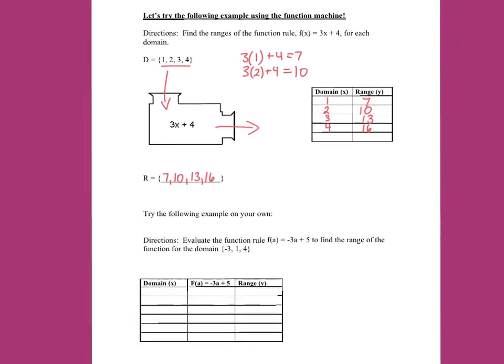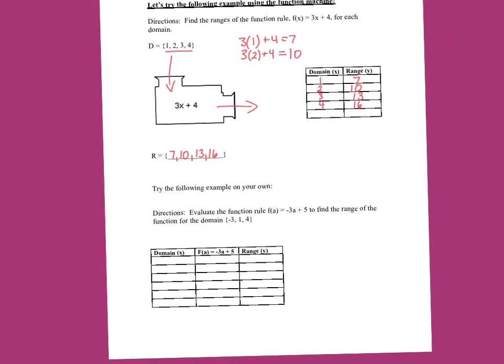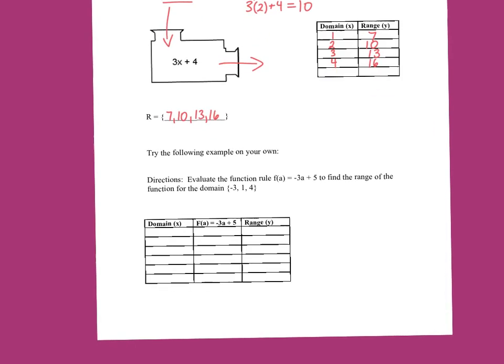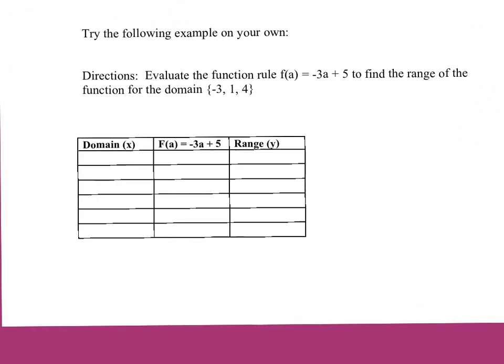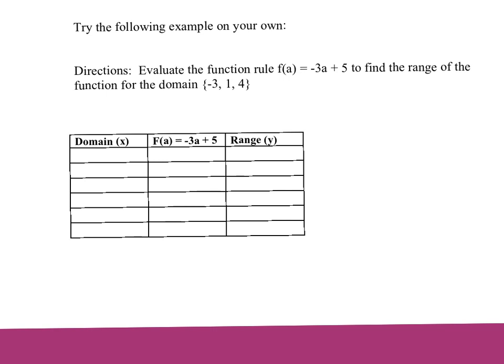It wants you to try the following example on your own, and if you need to draw a machine kind of thing, you can. Or you could just fill in that table. Okay, so it gives you the function f of a is negative 3a plus 5, and it wants you to use this domain to find your ranges. Negative 3, 1, and 4. So you plug it in. So like negative 3 times negative 3 plus 5. And then see what you get. So go ahead and work that out.